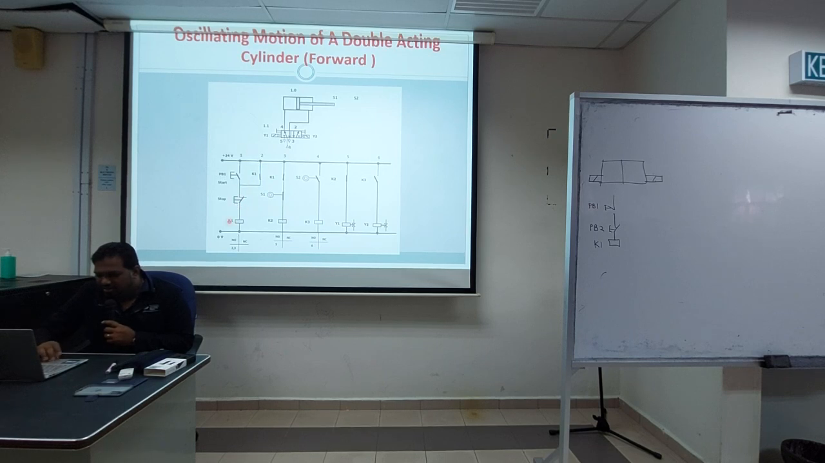Kalau coil 1 on, dia akan connect dekat sini. So solenoid 1 pun on. So K2 it will generate K2. So K2 will be connected to here. Then it will on this solenoid. So kalau solenoid ni on, so it will energize this direction control valve and your cylinder will move forward.